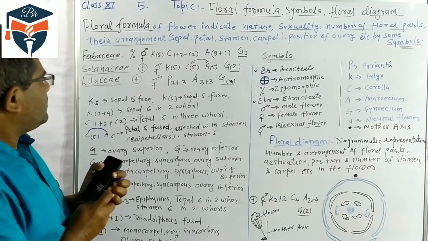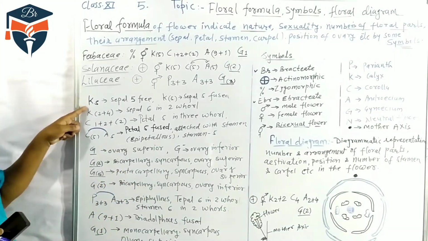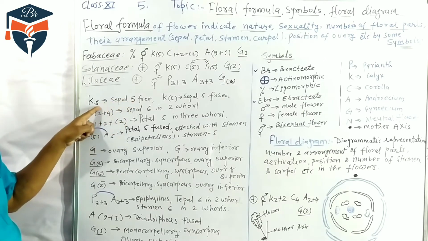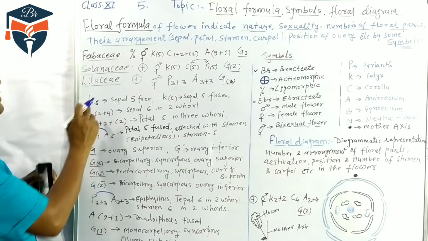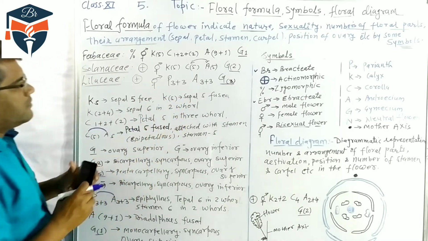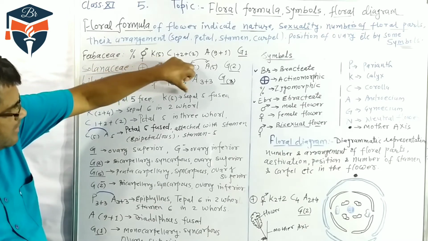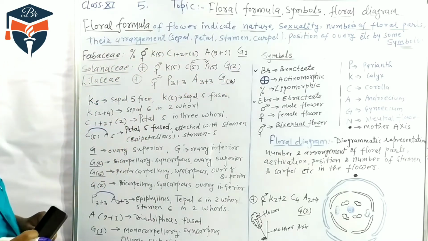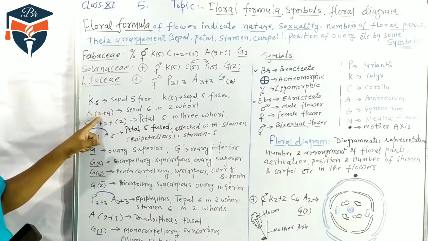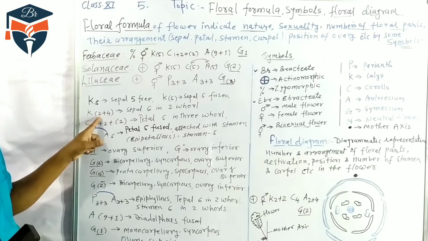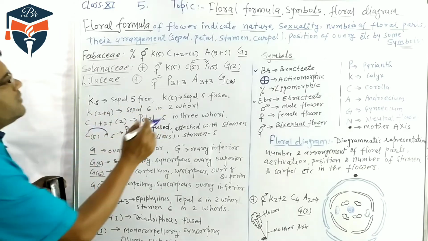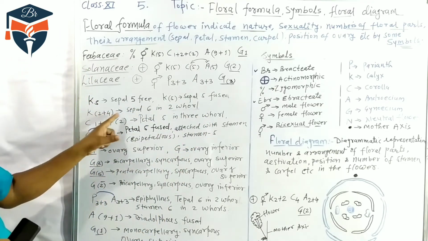Another important set of indications: K5. K is for calyx, and 5 means the sepals are 5 and they are free. If the number 5 is kept in brackets, it means the sepals are 5 and they are fused. Second, for calyx, 2 plus 4 means there are a total of 6 sepals, but they are arranged in 2 whorls.